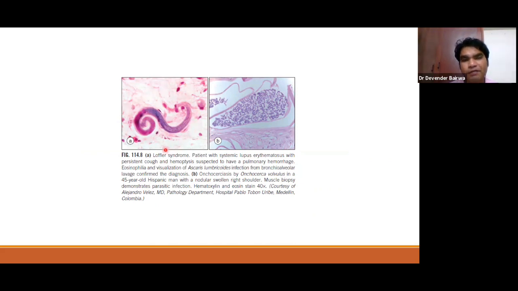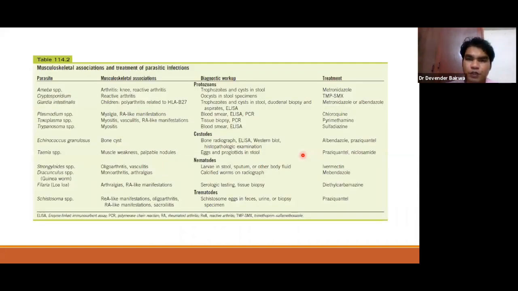An SLE patient presented with diffuse alveolar hemorrhage, and later we found that the tissue showed Ascaris lumbricoides worm. Similarly, Onchocerca volvulus has been seen in shoulder tissue in one patient who presented with chronic monoarticular arthritis. So all types of parasites can be found in such conditions. This is a table showing the presence of different parasites, their manifestations, how to treat them, and what workup is required. This can be helpful for us.